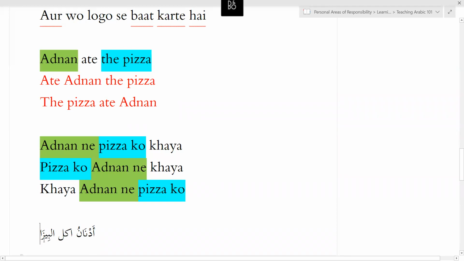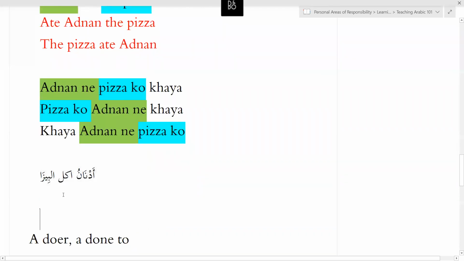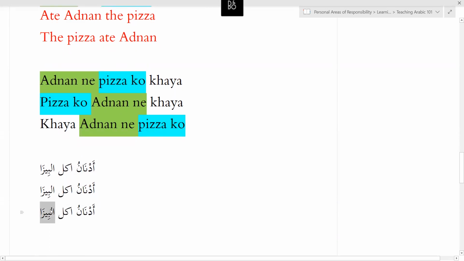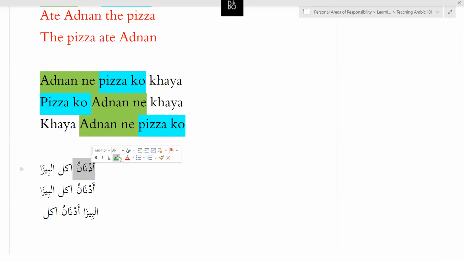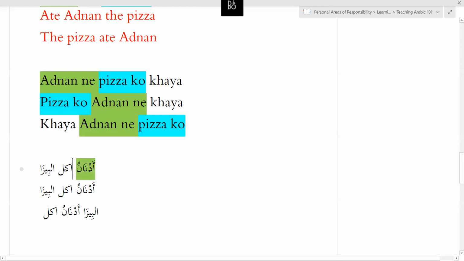Okay, now I can move things around. I can say Akala Adnanu al pizza. Okay, although I've typically not seen it being said this way, I can put this at the starting, and I can say Albiza Adnanu Akala. Okay, and in all cases, Adnanu would be the subject. Okay, Akala is the word.